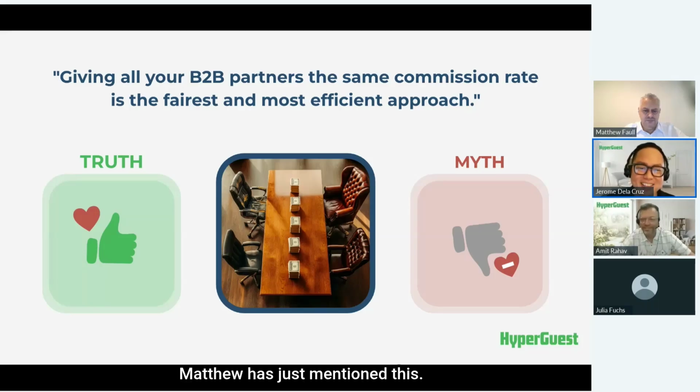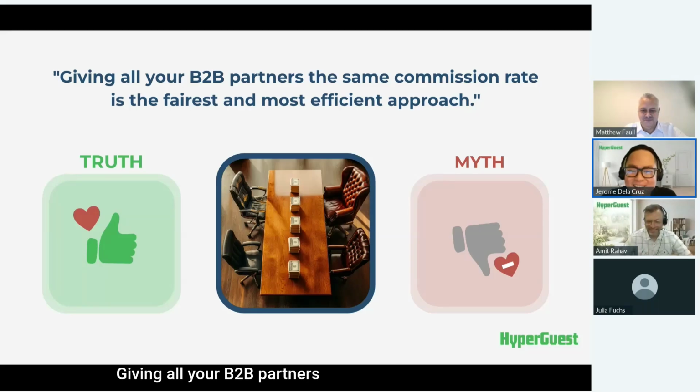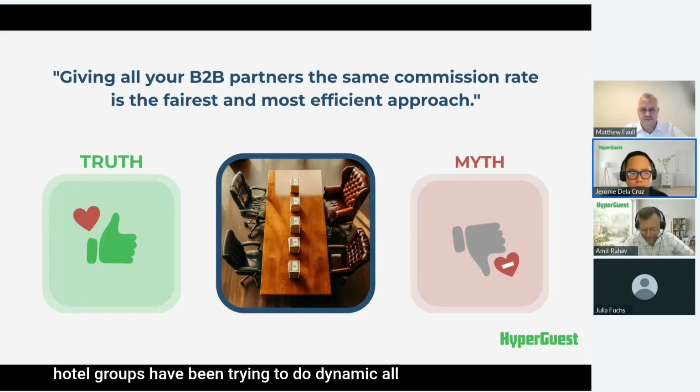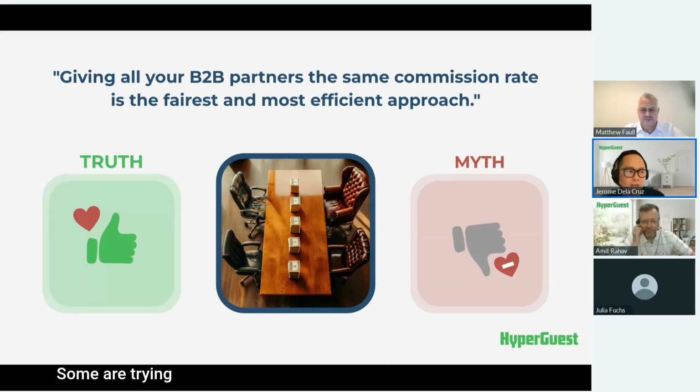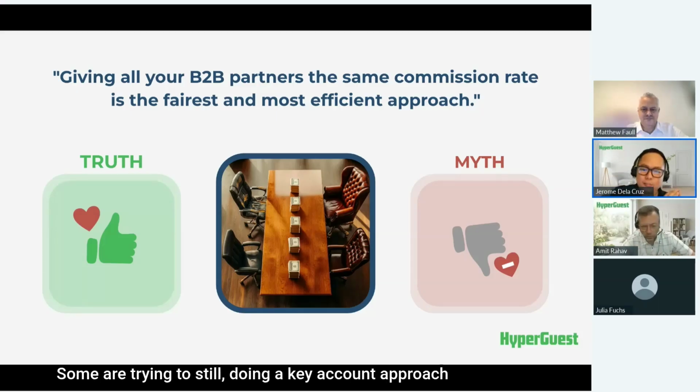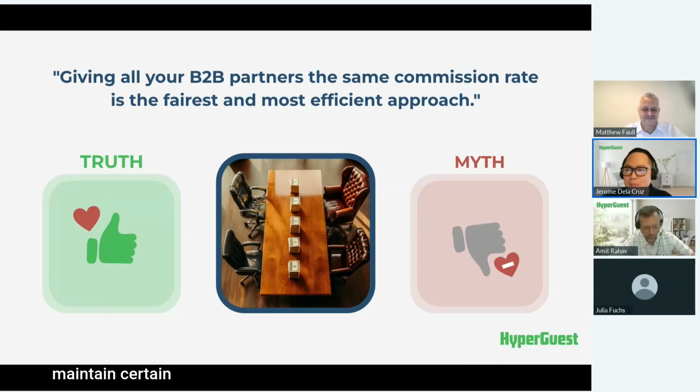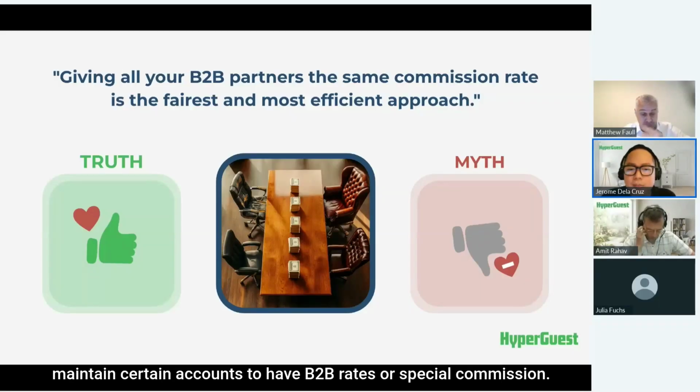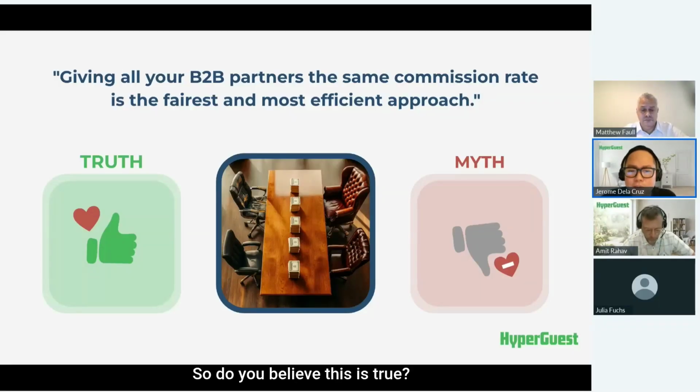Matthew, you just mentioned this. Giving all your B2B partners the same commission rate is the fairest and most efficient approach. We've been talking about parity for the last two decades, and a lot of hotel groups have been trying to do dynamic, all properties dynamic. Some are still doing a key account approach, wherein they maintain certain accounts with B2B rates or special commission. So do you believe this is true? Giving all your B2B partners the same commission rate is the fairest and most efficient approach.